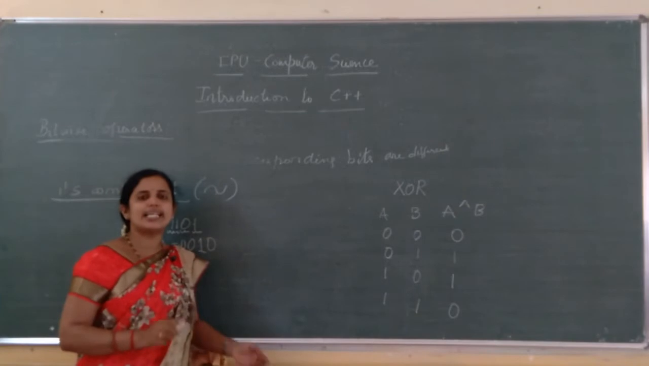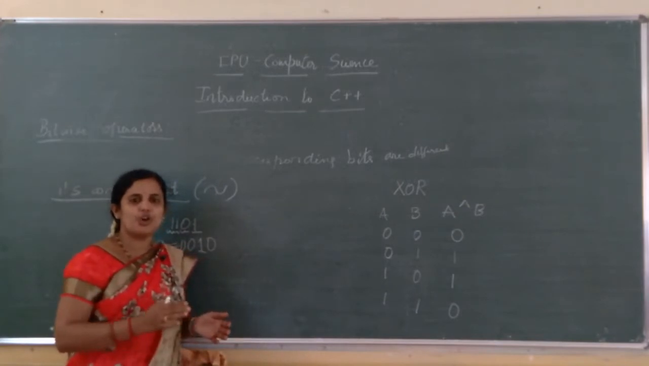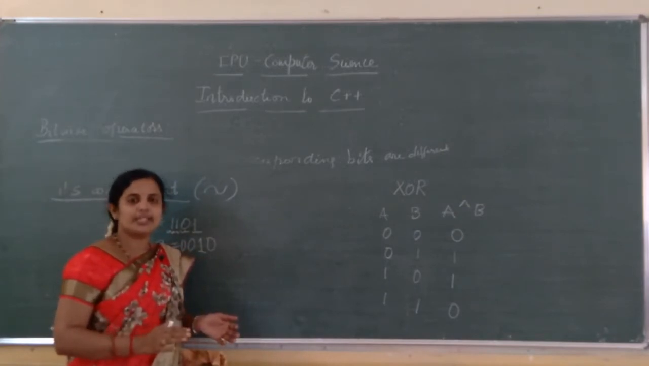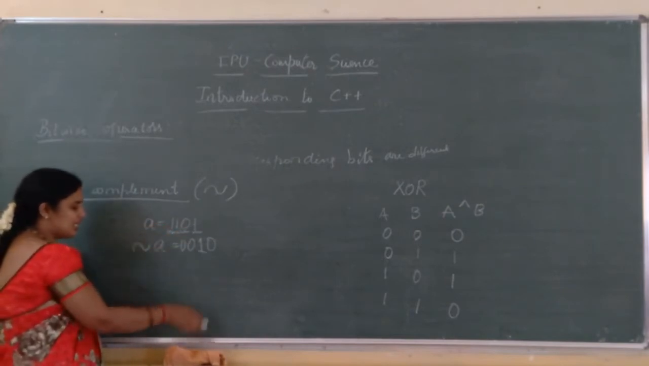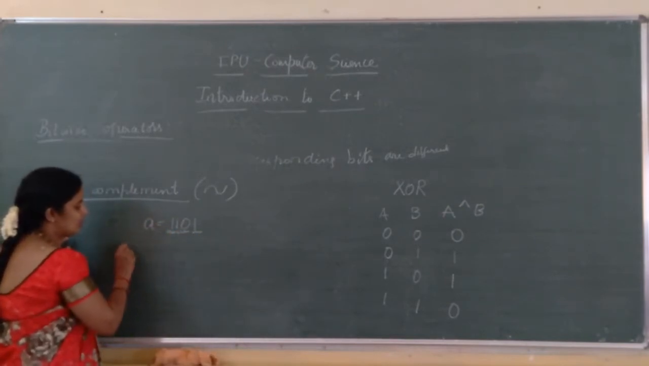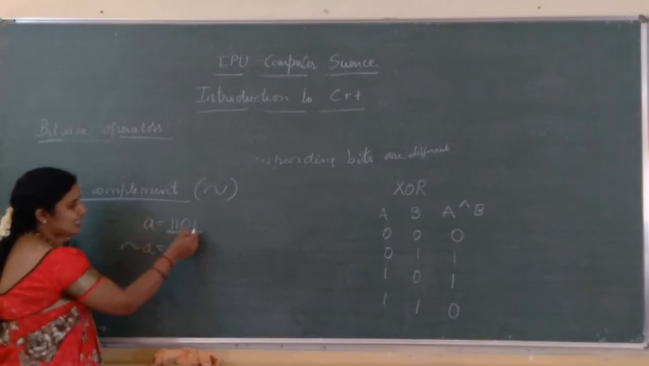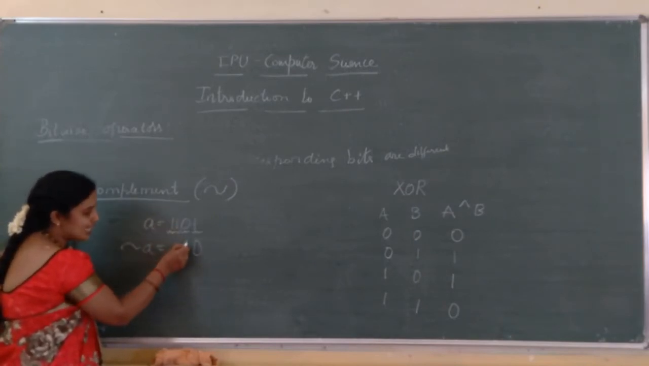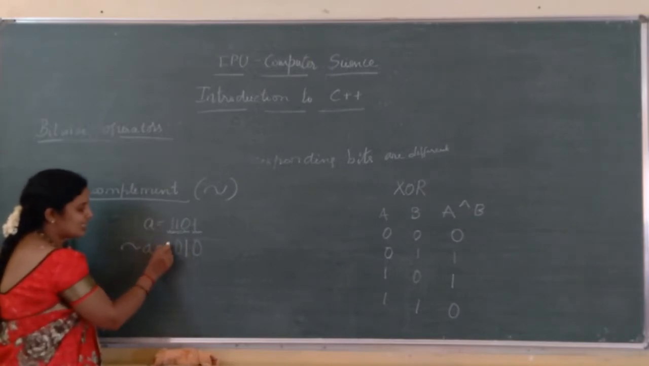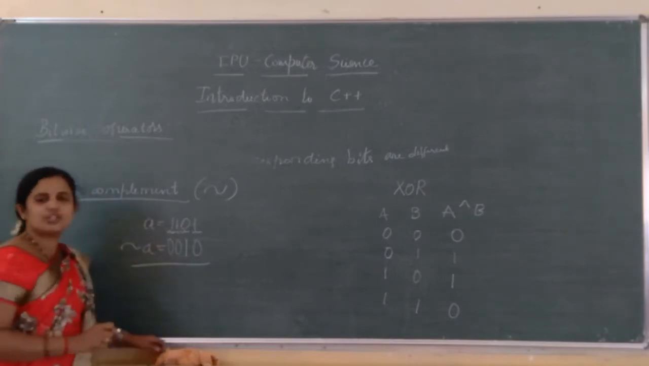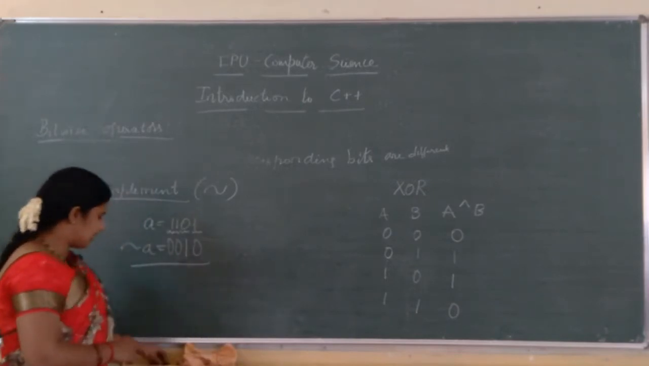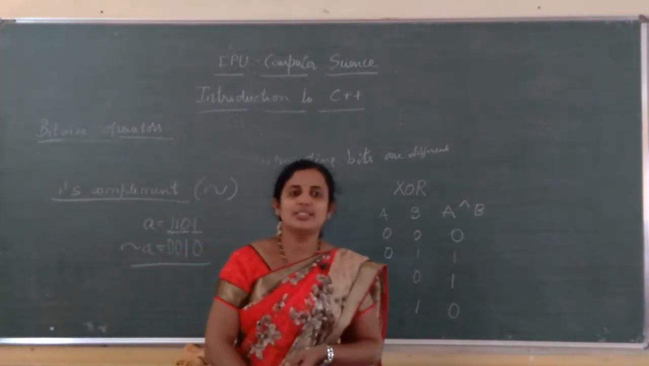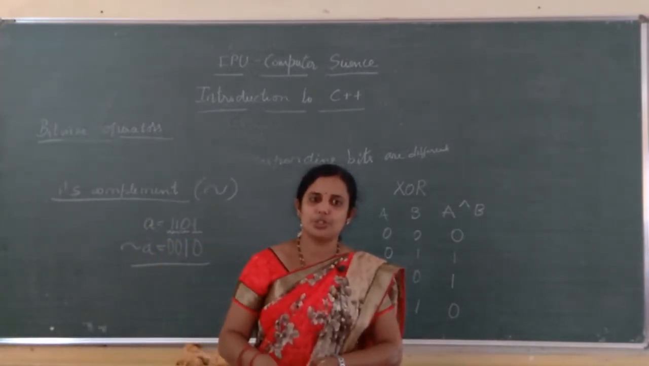Ones complement means changing ones to zeros, zeros to ones. The ones complement operator converts ones to zeros and zeros to ones. Here A is 1 1 0 1, ones complement of A: 1 is changed to 0, 0 is changed to 1, 1 is changed to 0, 1 is changed to 0. So I get 0 0 1 0. Have you understood what the ones complement operator is? It converts ones to zeros and zeros to ones.